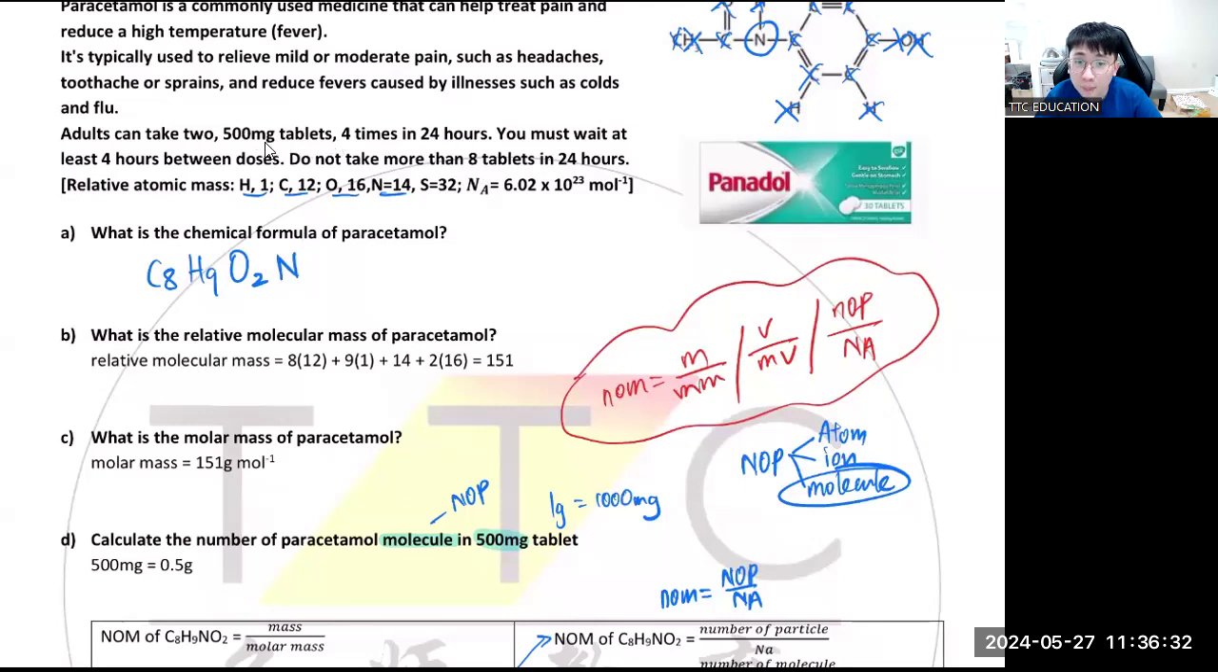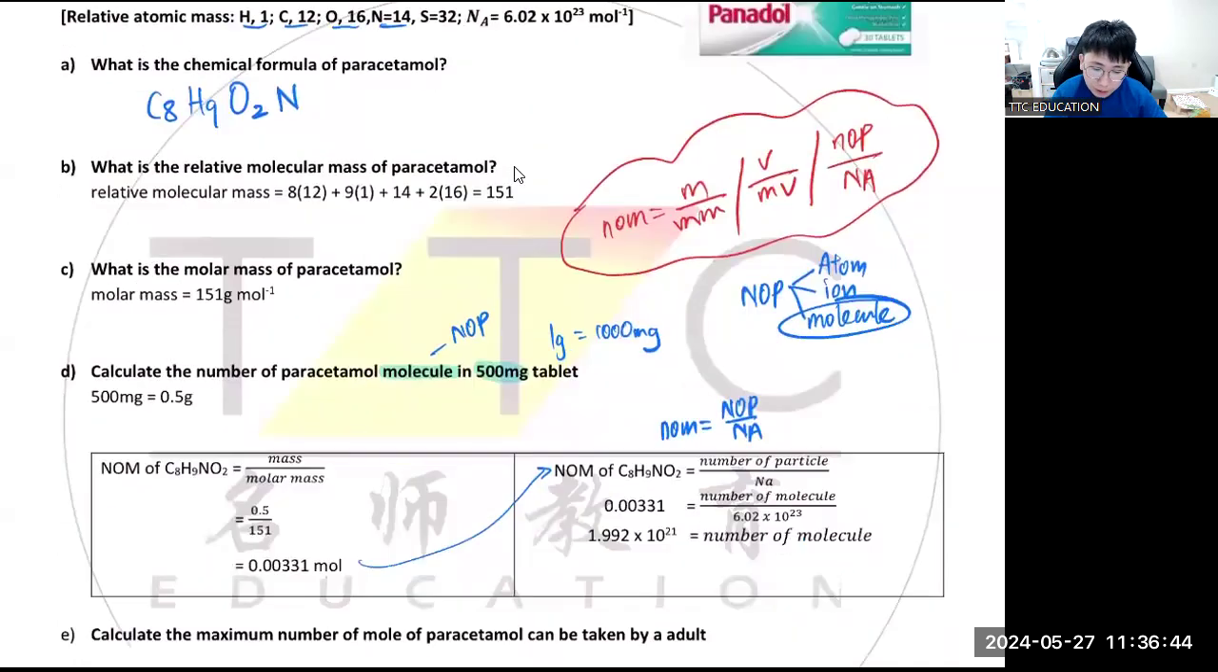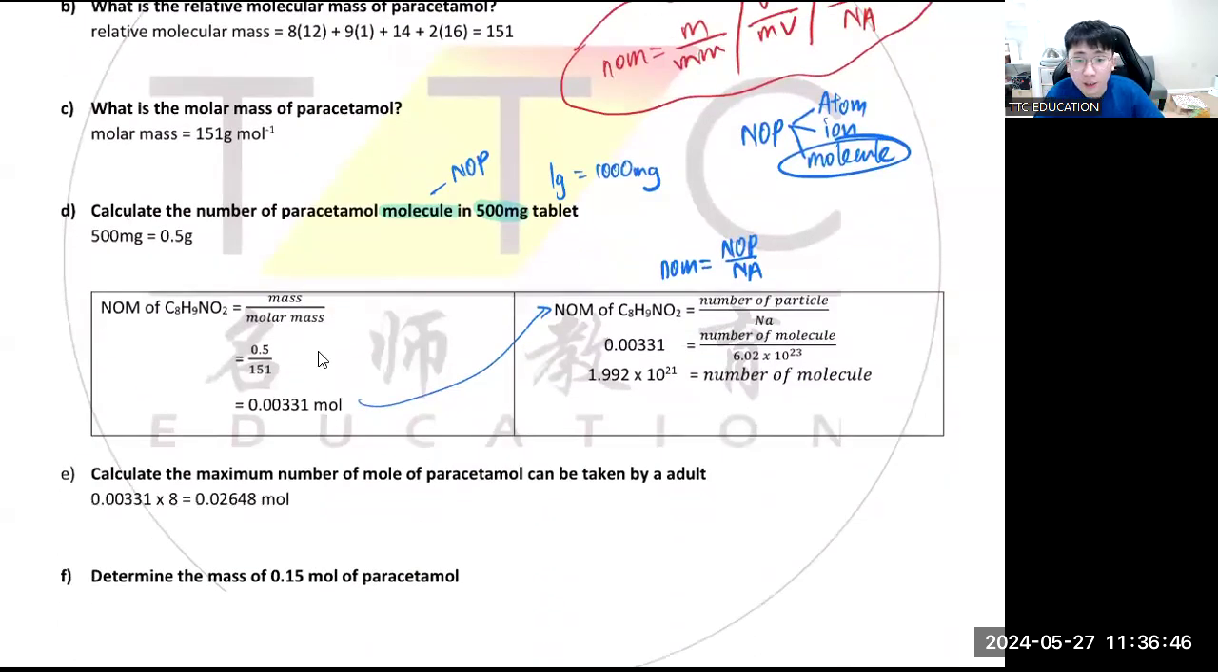So each tablet is 0.5 gram. If it's 8 tablets, you're going to multiply by 8. So you take the 0.5 multiplied by 8. This is the maximum gram that you can take for your paracetamol. So from here, what we can say is take this number of mole, and then you multiply by 8. Then this is the maximum number of mole of your paracetamol.